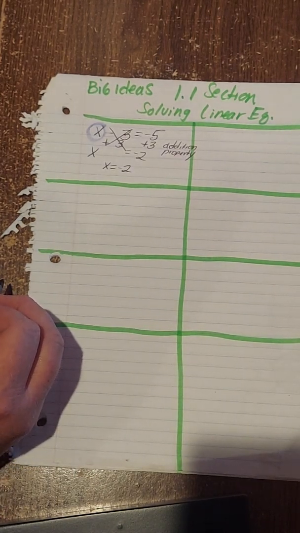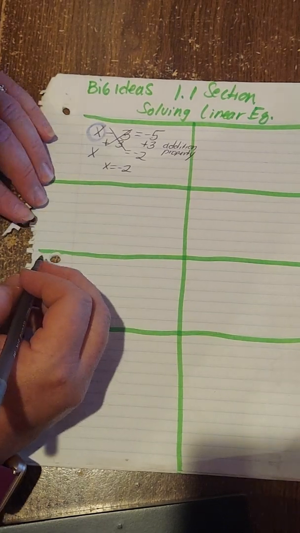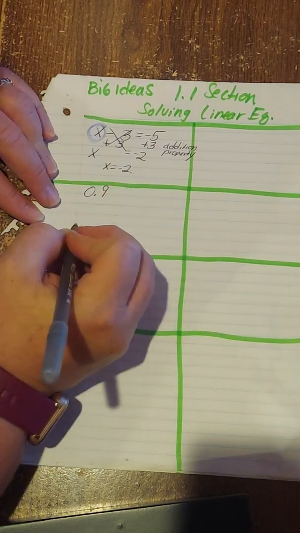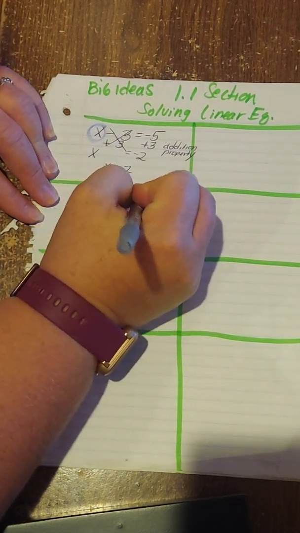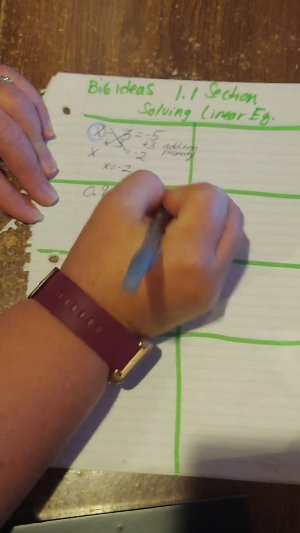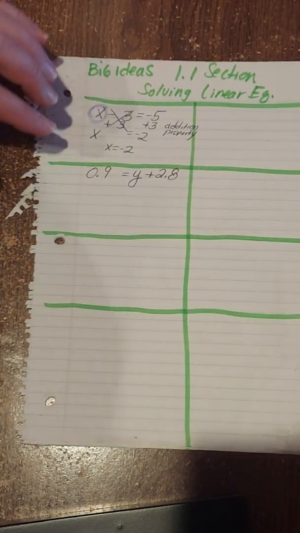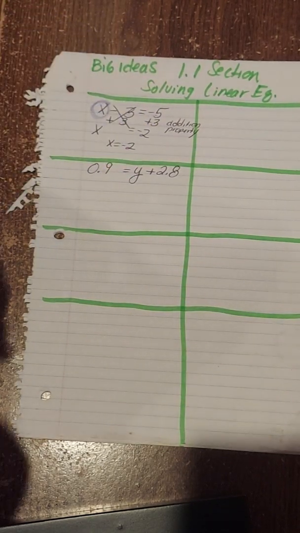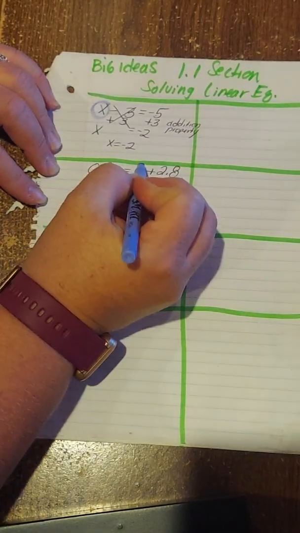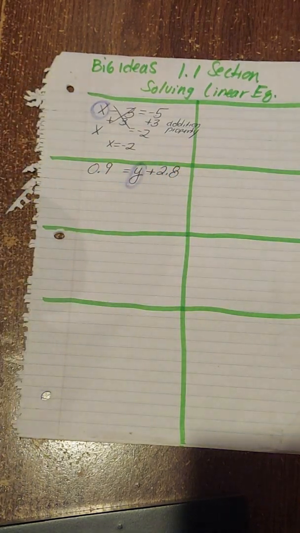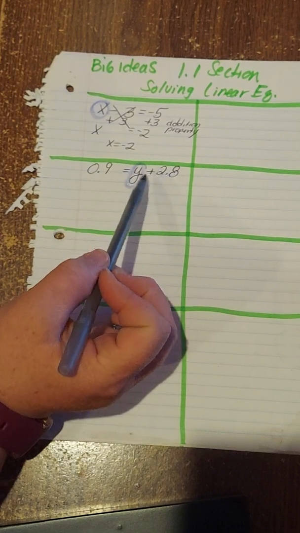All right, so what do you think we're going to do with the subtraction property? So let's use a decimal here. 0.9 equals y plus 2.8. Now I like this one because not only are you using decimals, but I'm over here on the right side. So again, my only variable is y. I'm going to circle the y because I want to get that all by itself. So the way that I can get this all by itself, I need to get this 2.8 out of here.